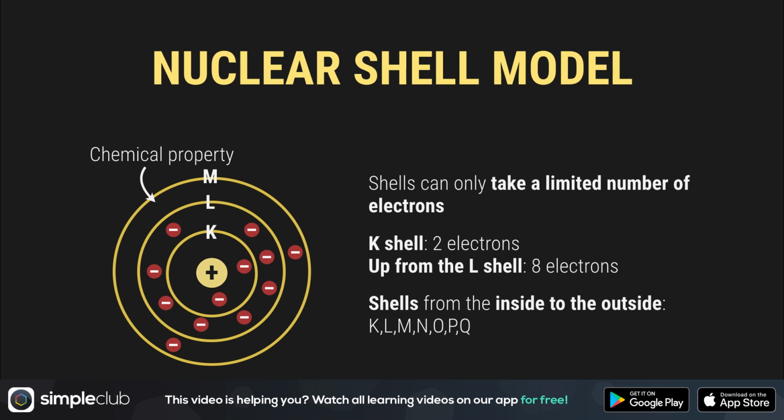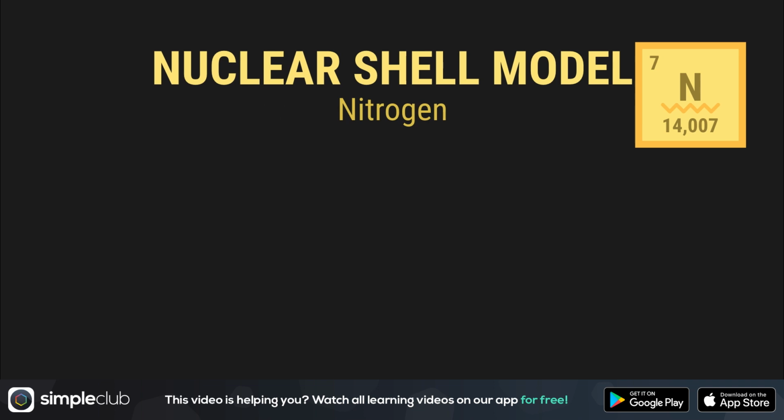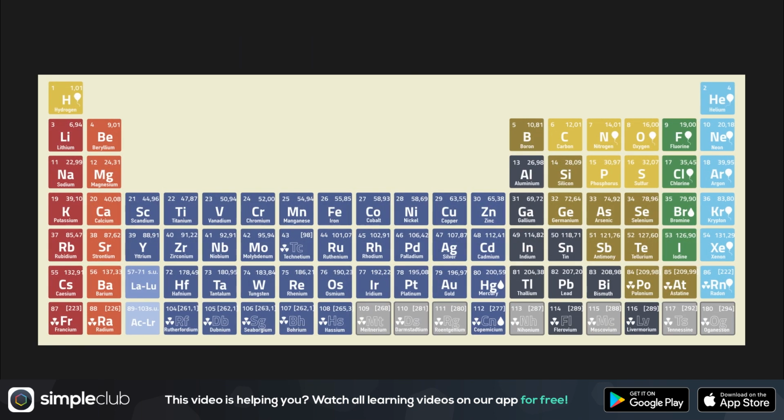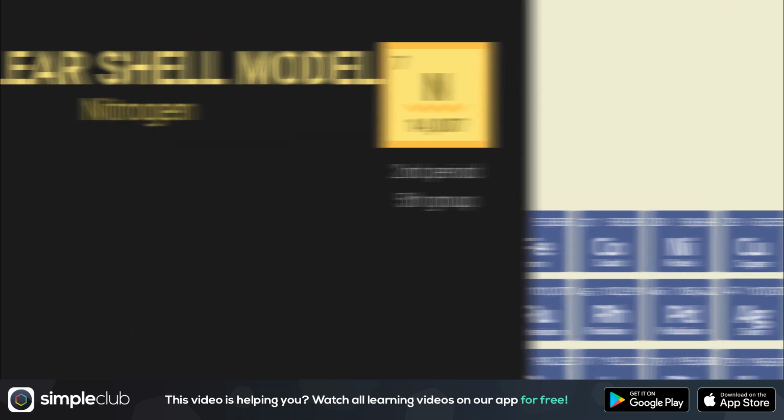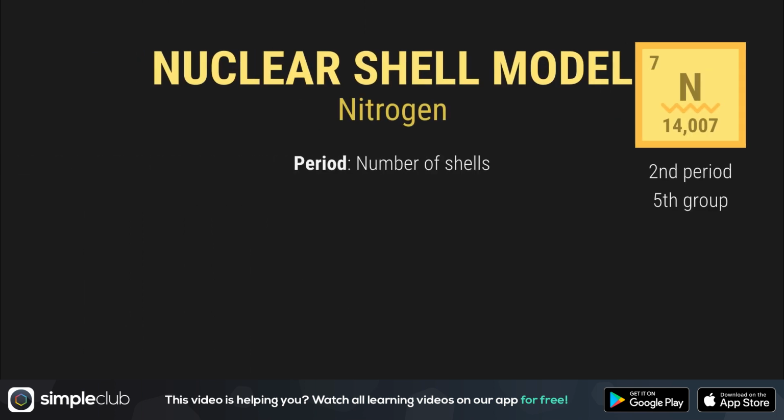Let's look at a concrete example together. How do we draw nitrogen's nuclear shell model, for example? At first, we have to look for it in our periodic table, of course. We can see that nitrogen is in the 5th group and the 2nd period. We actually get a lot from this information. The periods tell us how many shells there are. In this particular case, there are 2. L is the outermost shell.